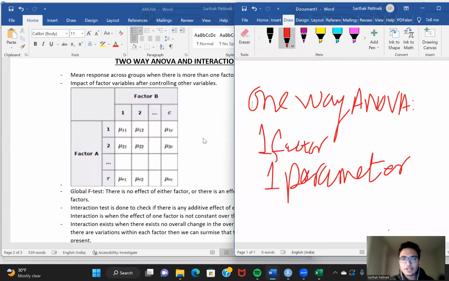So in two-way analysis of variance, how is it different from one-way ANOVA? Rather than having one factor, now you have two factors. So in two-way ANOVA, you have two factors, but you still have one parameter based on which you need to find out distinction amongst groups.